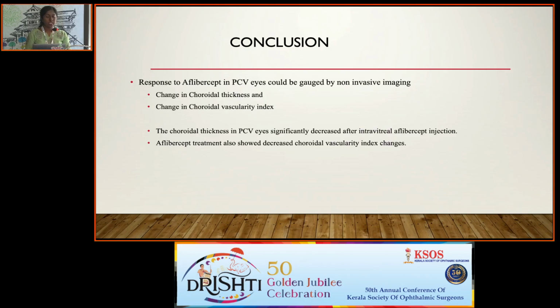Coming to the conclusion, response to aflibercept in PCV could be gauged by non-invasive imaging like change in choroidal thickness and change in choroidal vascularity index. Choroidal thickness in PCV significantly decreased after intravitreal aflibercept injection. Aflibercept treatment also showed decreased choroidal vascularity index.